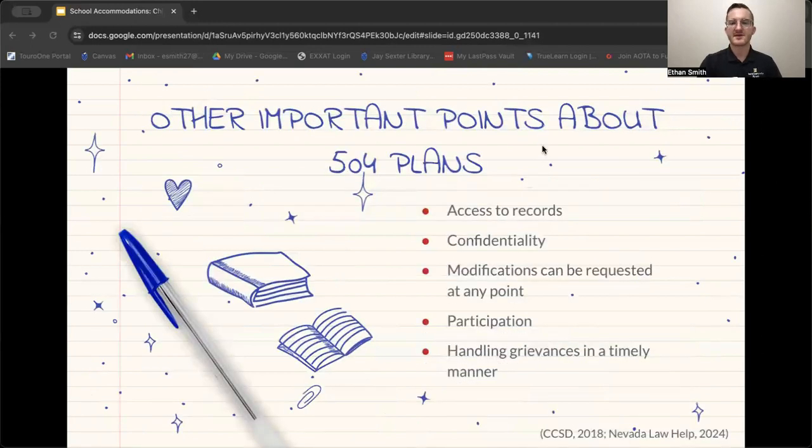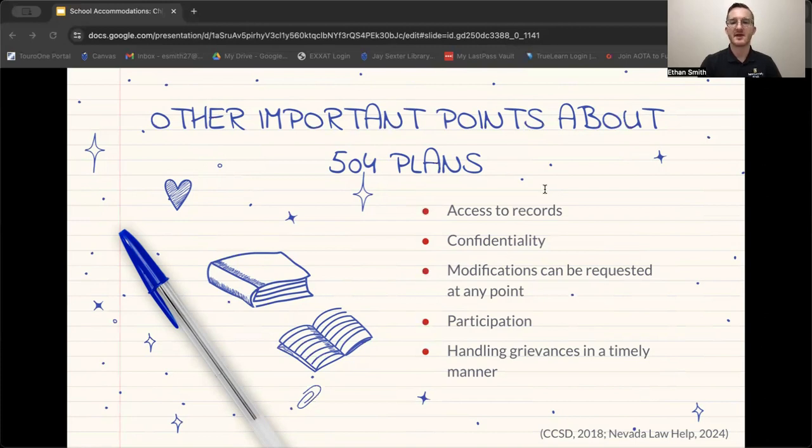A few other important things to know about 504 plans and the process of establishing one. The first one is that parents have the right to review and request copies of their child's educational records as a way to ensure transparency. It also enables parents to be active participants in their child's education. Along the same lines, personal data, evaluations, and records pertaining to a child with a disability must remain confidential and can only be accessed by individuals directly involved in the child's education.